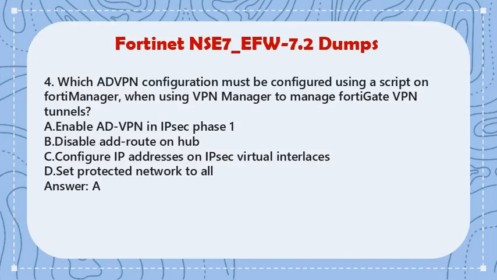4. Which ADVPN configuration must be configured using a script on FortiManager, when using VPN Manager to manage FortiGate VPN tunnels? A. Enable Add VPN in IPsec Phase 1. B. Disable Add Route on Hub. C. Configure IP addresses on IPsec Virtual Interfaces. D. Set protected network to all. Answer: A.